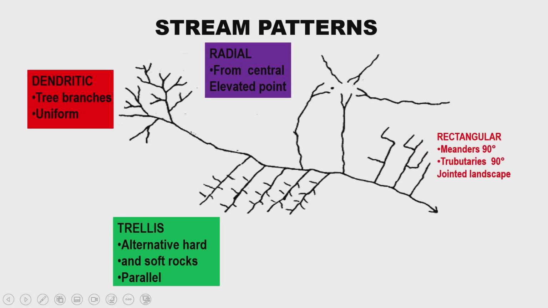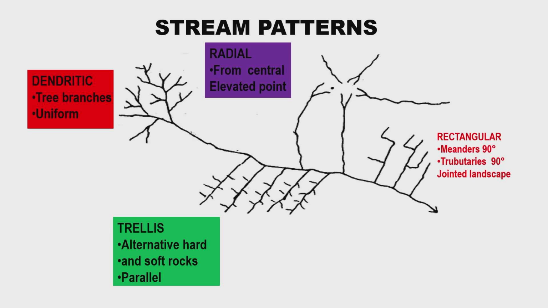And then we look at the last one, the rectangular pattern. Here, the main stream and the tributaries meander at just about 90 degrees, almost at right angles. And the tributaries join the main stream at almost right angles. We're not particular about exactly right angles, almost. So you can say plus minus 90 degrees.